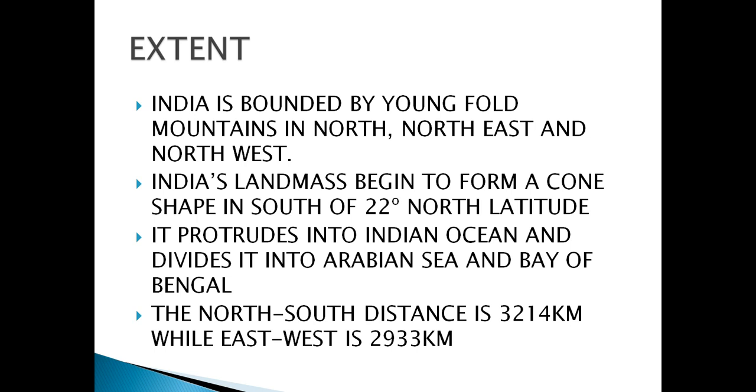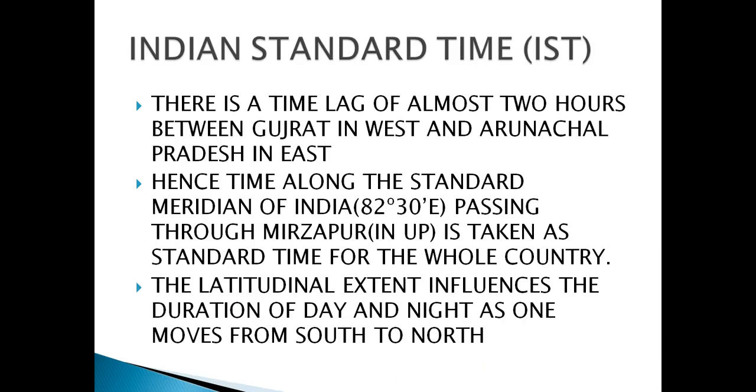The north-south distance is 3,214 km. The north-south distance of India is 3,214 km, while the east-west distance is 2,933 km. Indian Standard Time, that is IST.